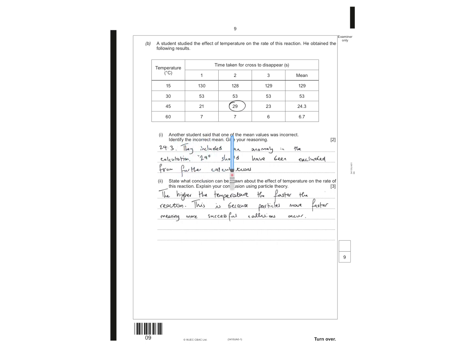Another student said that one of the mean values was incorrect. Identify the incorrect mean and give your reasoning. If you're ever asked about an incorrect mean, everybody, you need to be looking for an anomaly. I can see that my anomaly is 29 because it doesn't fit in with 21 or 23. So that means the incorrect mean is 24.3. So I put that there. And I've given the reasoning is that they included an anomaly in the calculation and 29 should have been excluded from further calculations.